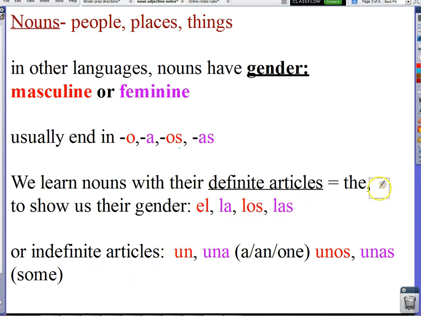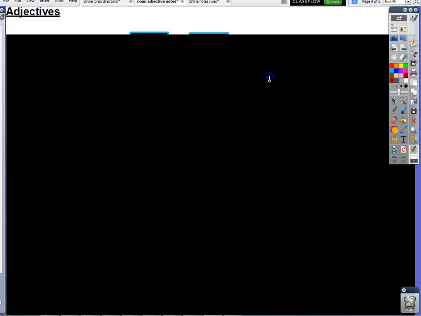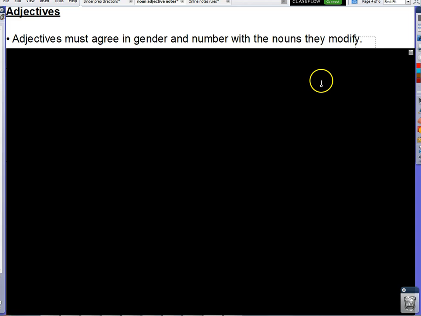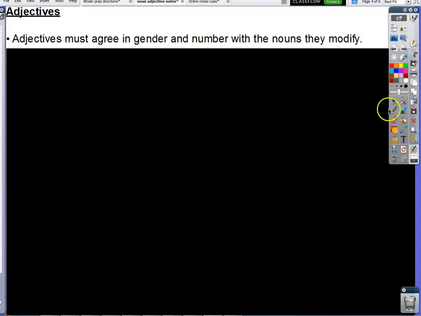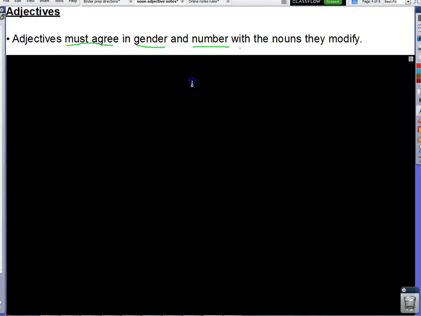Let's talk about adjectives. Press pause if you are still writing, or come along with me if you're ready. Alright, let's talk about adjectives. As you may know, adjectives must agree in gender and in number with the nouns that they are modifying. Modify is just another way to say the nouns that they are describing. So adjectives must agree, I'm going to underline it, you should too, must agree in gender and number. So make sure you have those nicely underlined. Nicer than mine. It's hard to underline with a mouse.